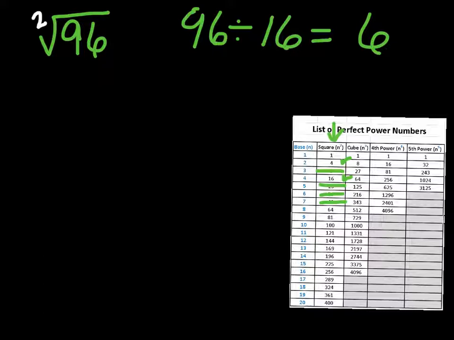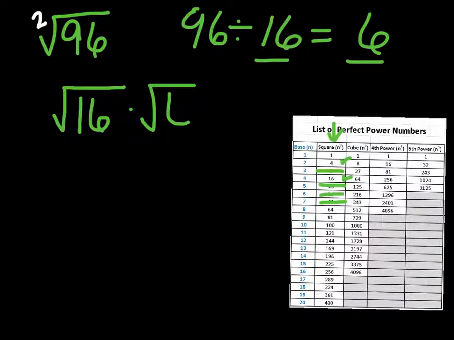Well, I need to break that up into square roots. So I need to rewrite square root of 96 using the numbers 16 and 6. So I write the square root of 16 times the square root of 6. And I do this so that I can actually take a square root. So now I'm going to take the square root, and by take a square root I mean perform the operation of square root.